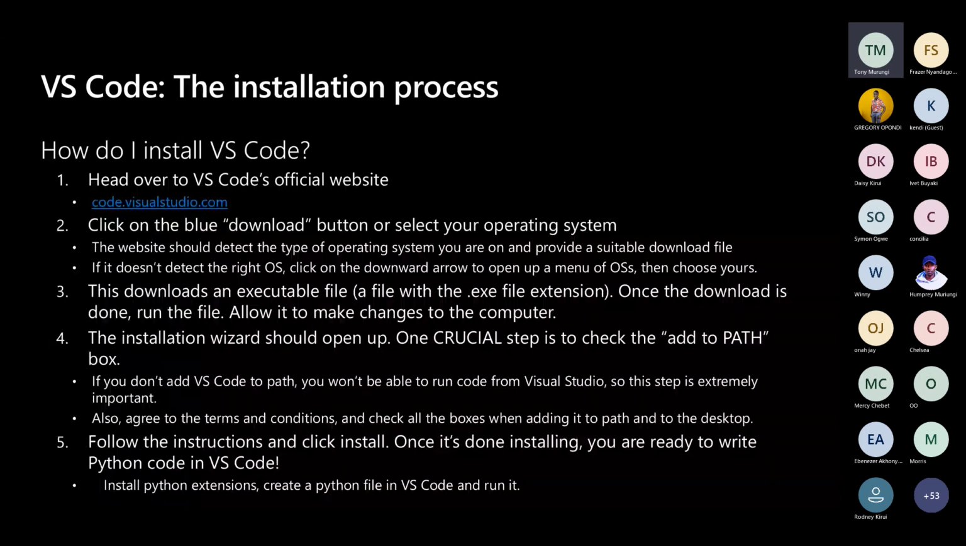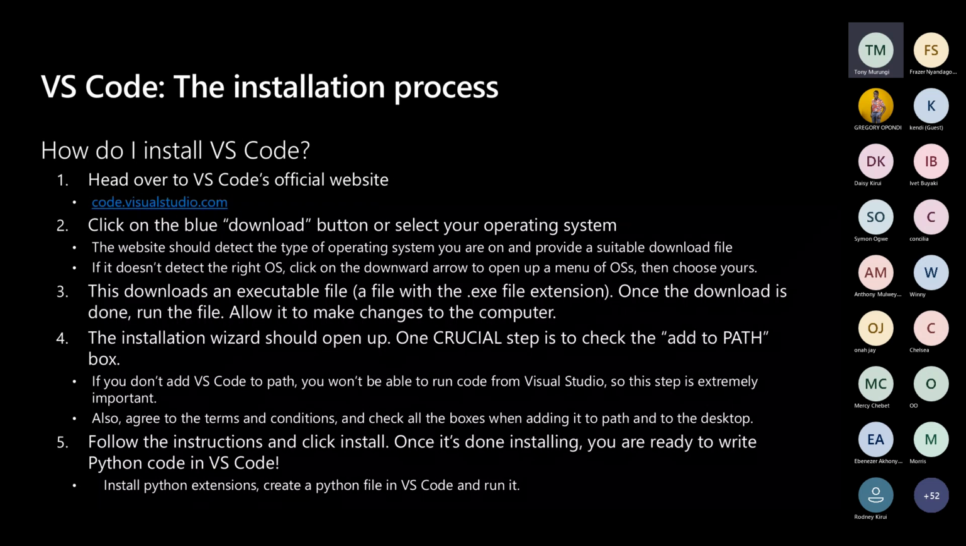So again, I'm going to walk you through the installation process of VS Code, and then I'm going to show you a live demo. So how do I install VS Code? First of all, you head over to VS Code's official website, which is code.visualstudio.com. You click on the blue download button and select your operating system. If it doesn't detect your operating system directly, you'll have to select it. And then it's going to download an executable file, just like Python did.